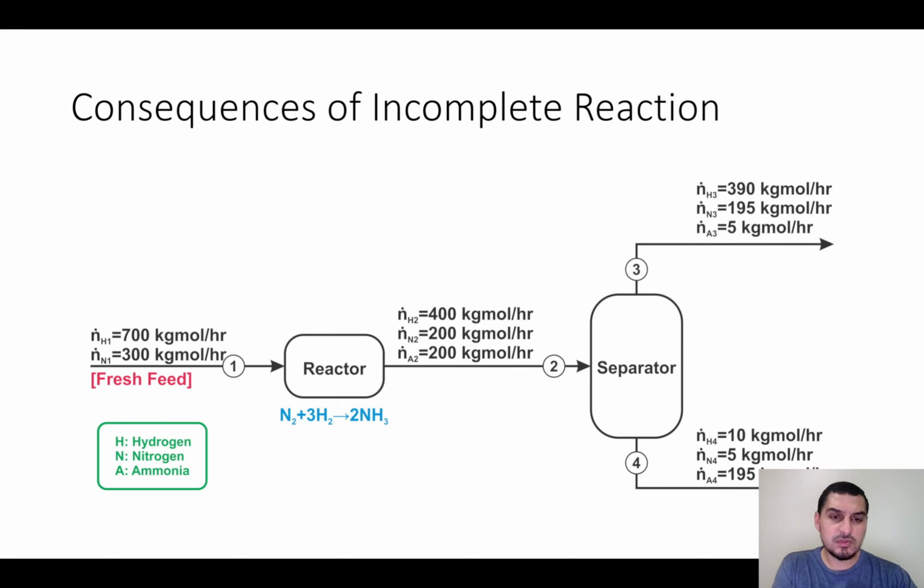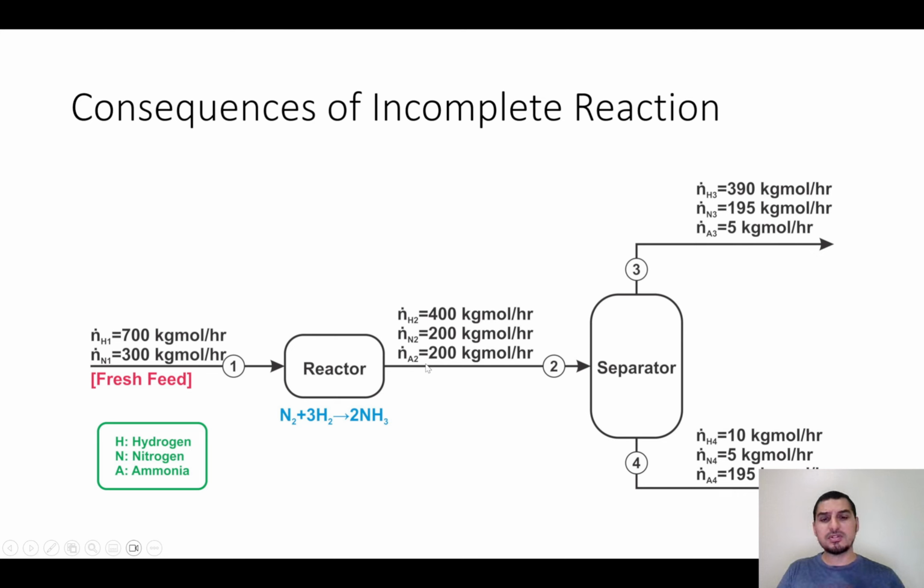And to understand this point, we will discuss this flow sheet that we see here. We discussed this flow sheet before, but I want to go into more details here. In this flow sheet we have hydrogen and nitrogen with the flow rates given here, and this is the feed to the reactor, where the reaction between hydrogen and nitrogen takes place as it's written here, producing ammonia. And this is the product stream. It's hydrogen, nitrogen, and ammonia.